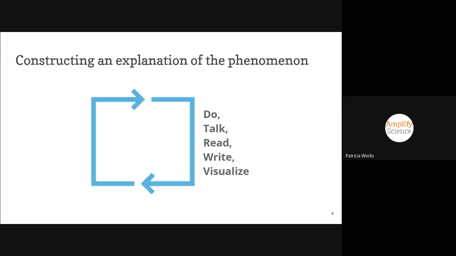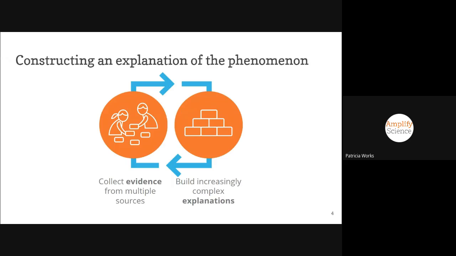As students work through the 4 chapters, they gather evidence from multiple sources by doing, talking, reading, writing, and visualizing. Their explanations become more complex over time as they construct understanding about weather and climate and how data can be analyzed for patterns that will help them predict future conditions.